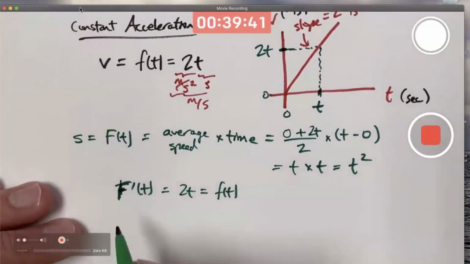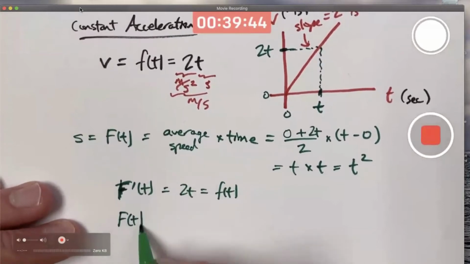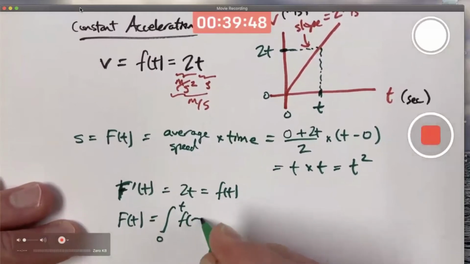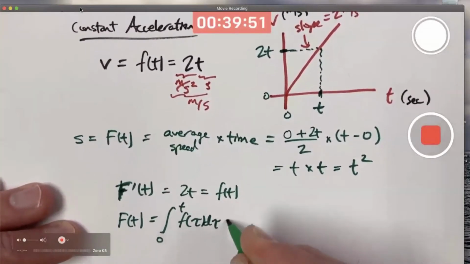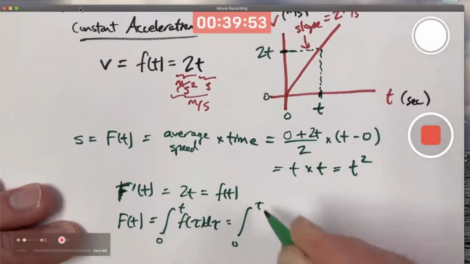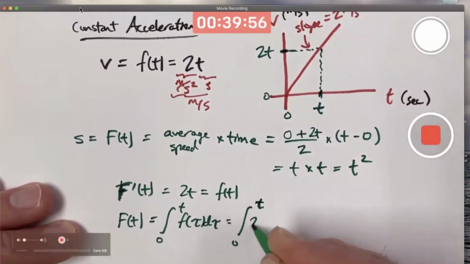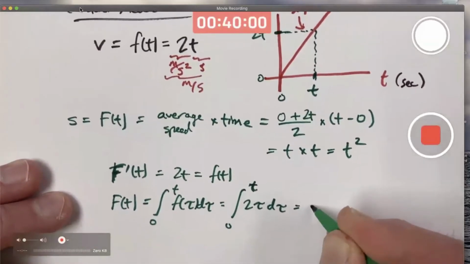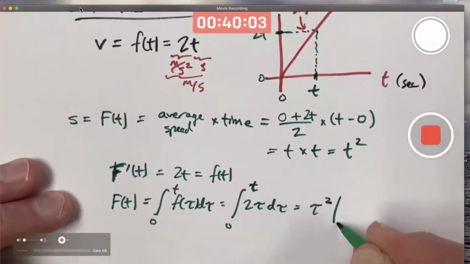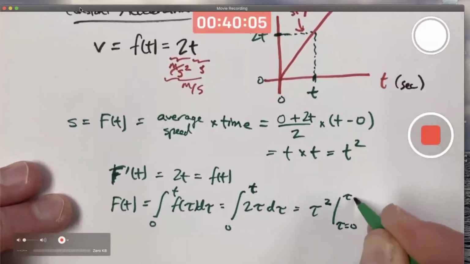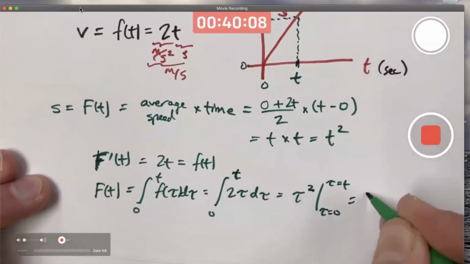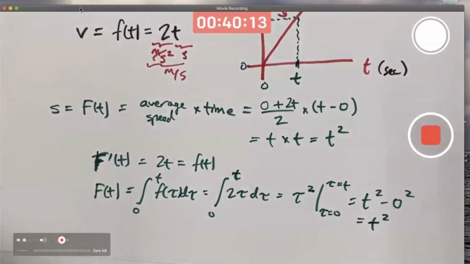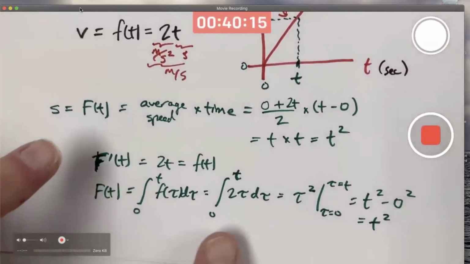And I could also write capital F as an integral from 0 to t of little f of tau d tau. In this example, if I evaluate that integral, little f of tau is 2 tau. The antiderivative with respect to tau is going to be tau squared. Tau goes from 0 to t, giving me t squared minus 0 squared, which is t squared. Same thing.